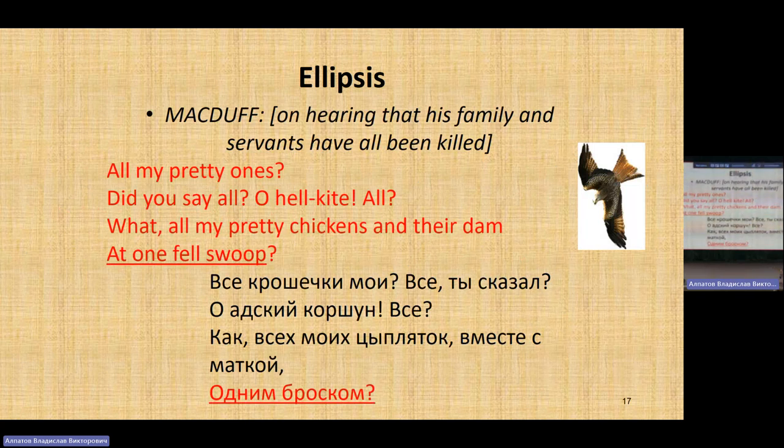Ellipsis can also be used in fiction. And this is a famous example from Shakespeare, from Macbeth, when Macduff hears that all his family and servants have been killed by Macbeth. He says, all my pretty ones, did you say all? Oh, hellkite, all. What, all my pretty chickens and their dam at one fell swoop? And this at one fell swoop is a classical example of ellipsis, because what is missing is he killed them all at one fell swoop, одним броском. And here this ellipsis serves to convey his feeling, his state of being overwhelmed with emotion.